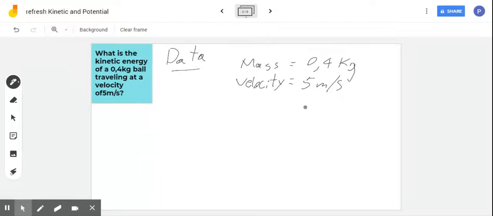Okay, now I need to know what they are asking me. So it says, what is the kinetic energy? So kinetic energy is the question. So now I have the data. Now I need to replace it on the formula.